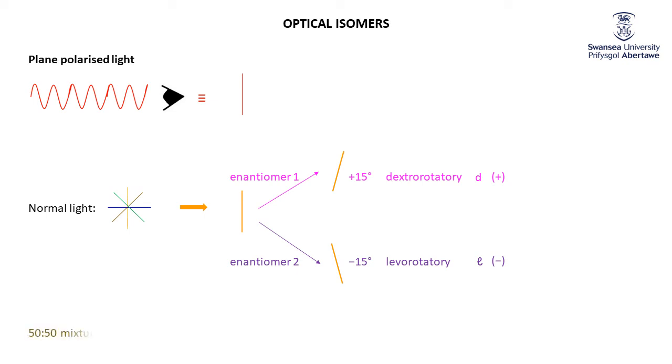Now sometimes you'll have a 50-50 mixture of both enantiomers. If you do that, well then it cancels out and the light just looks like that. A 50-50 mixture is called a racemic mixture. So that's a word you'll see a lot. A racemic mixture is when you've got a mixture of two enantiomers, both enantiomers of a particular compound. And the symbol used for it is very imaginatively plus and minus, because of course it contains the plus, the dextrorotatory enantiomer, and the minus, the levorotatory isomer.